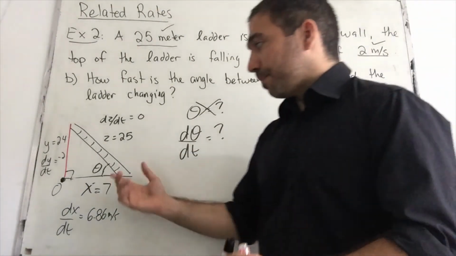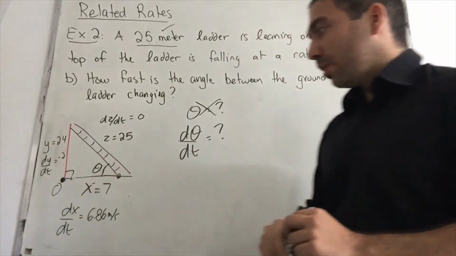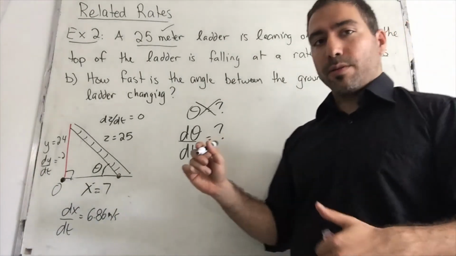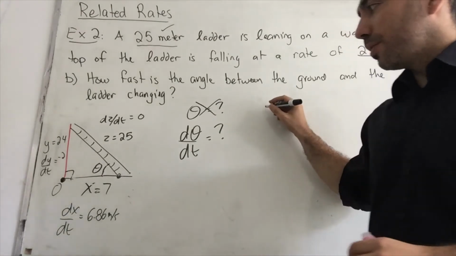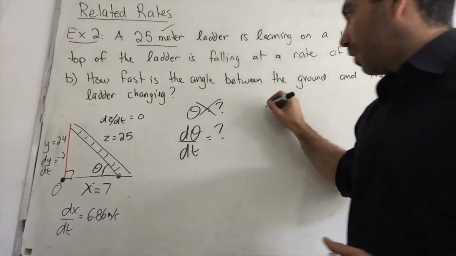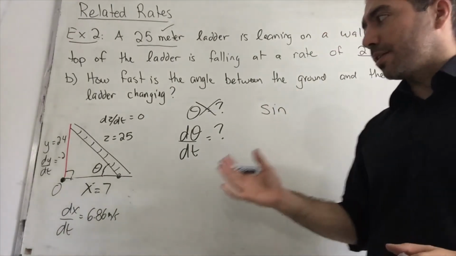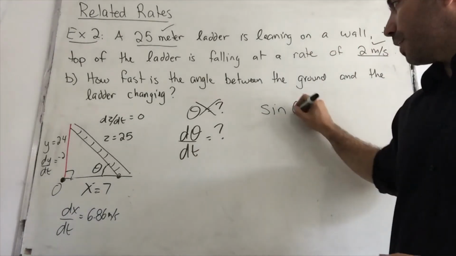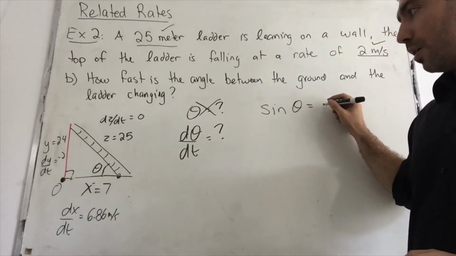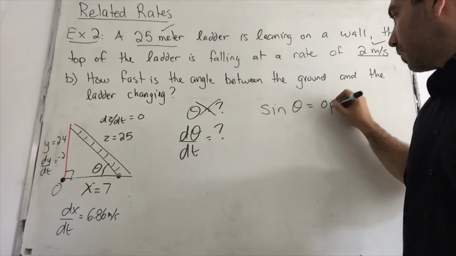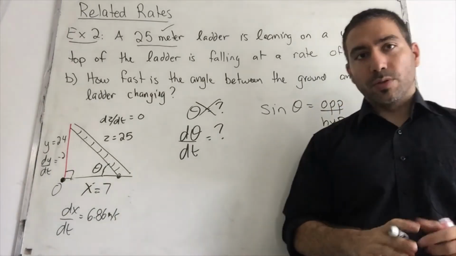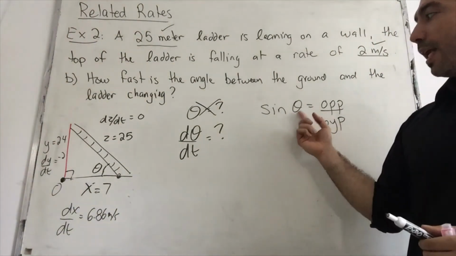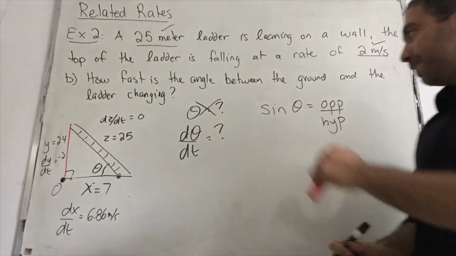We could use any one. Our trig ratios are SOHCAHTOA. Sine theta equals opposite over hypotenuse. I think I'll just use sine. You can use sine, cos, or tan, it doesn't matter. I'm going to go with sine. So sine theta equals opposite over hypotenuse. Okay, so this is the formula that we're using. It has an angle involved, so this is good.